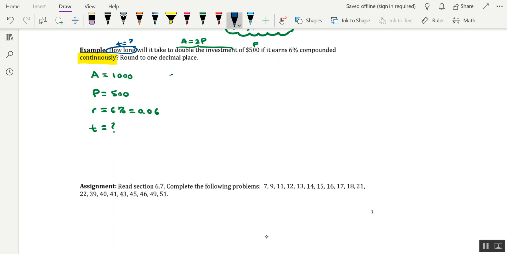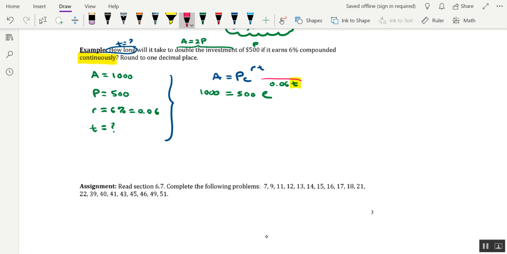What we can do is plug all this information into the formula for continuous interest. We know that A is 1,000, P is 500, e is e, and the value of r is 0.06, which is getting multiplied by t. So the crux of the problem boils down to solving for this t. What we have is an example of an exponential equation that we need to solve, so we're going to take a trip down memory lane.